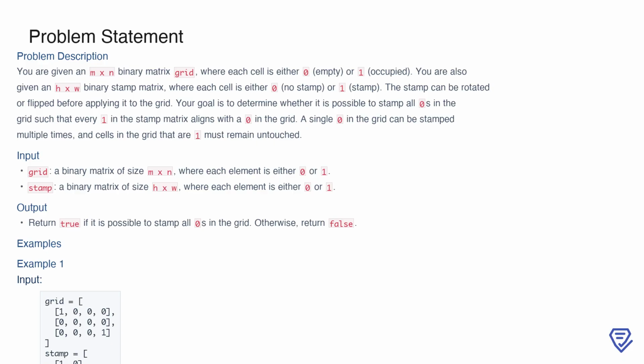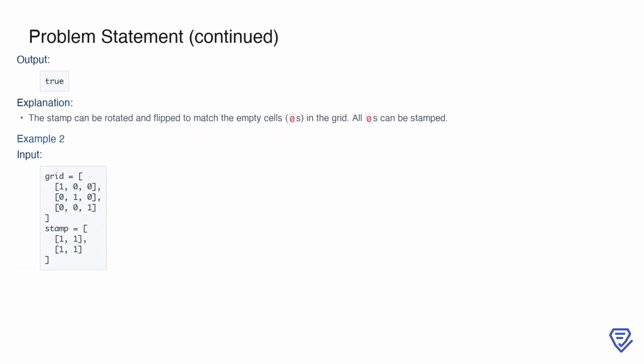It is worth noting that a single 0 in the grid can be stamped multiple times, but the 1s in the grid must remain untouched. Now, let's explore an example to clarify the task. Consider a grid where most of the cells are 0s, except for a few 1s, and a stamp matrix that is a diagonal pattern of 1s.